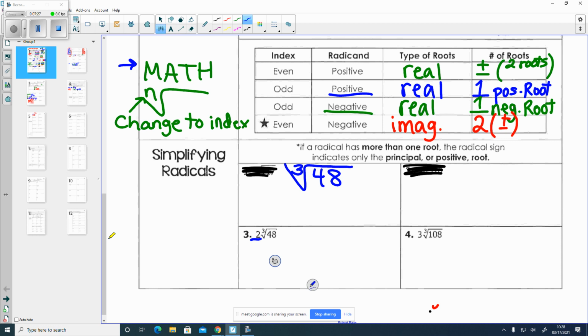My perfect cubes are 1, 8, 27, 64, 125. I think I'm high enough right now. You can keep going. Where did I get these from? 2 times 2 times 2, 3 times 3 times 3.